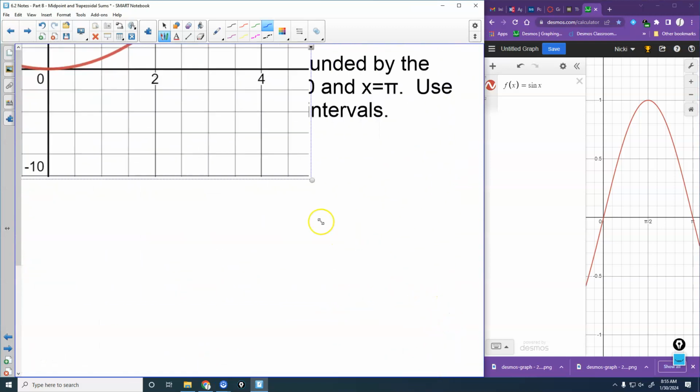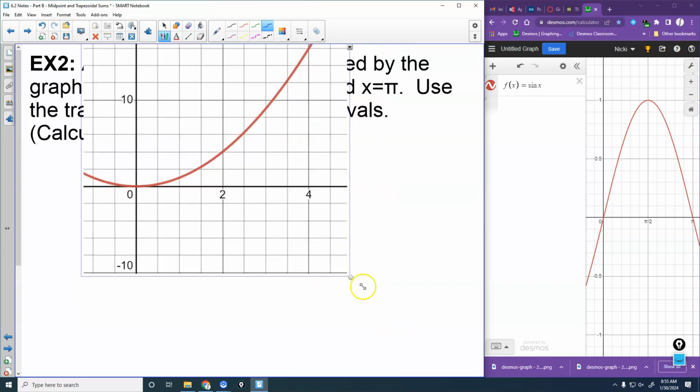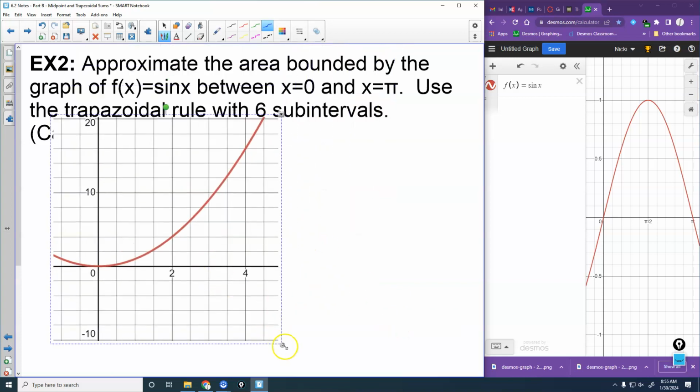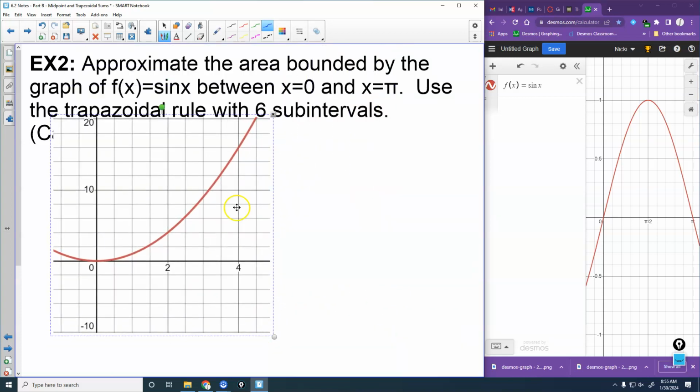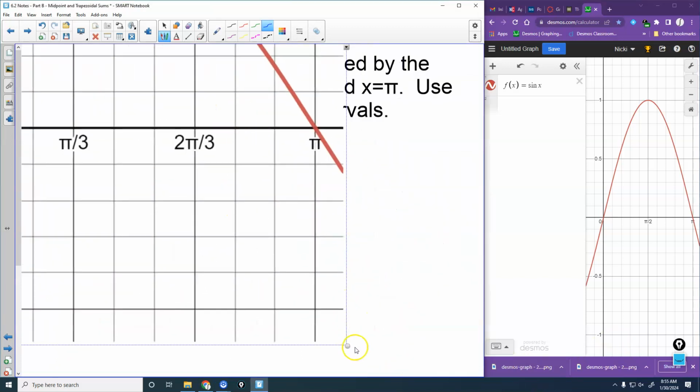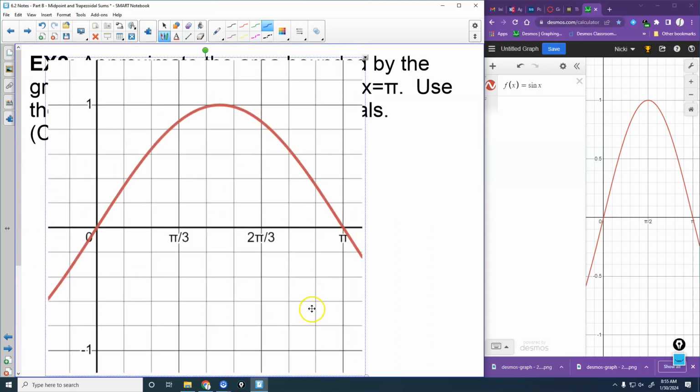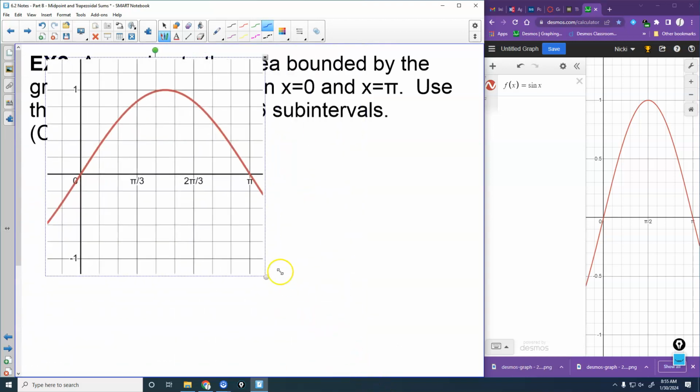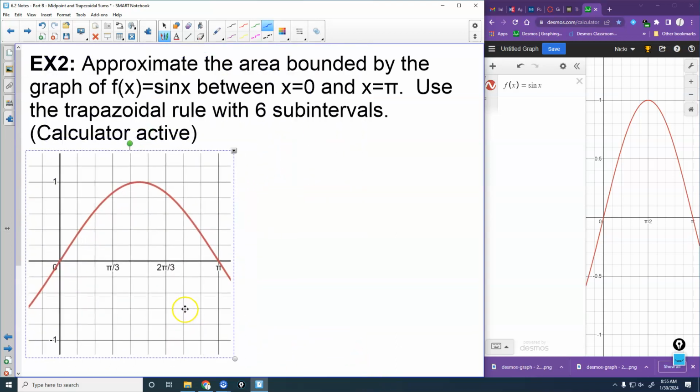I need to just go put these in the notes. I used to make students graph them more by hand. That's the wrong thing. Let's try this one. There we go. That's what we need. Okay. All right. So we're going to approximate the area bounded by the graph of f of x equals sine x between 0 and pi. Use the trapezoidal rule with 6 subintervals.